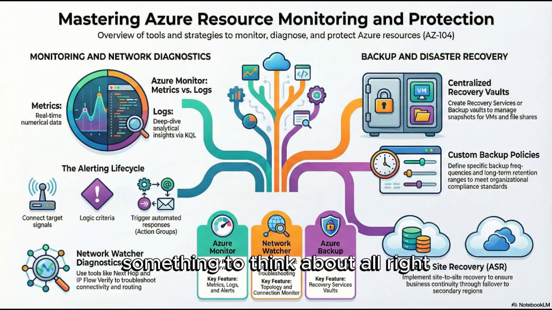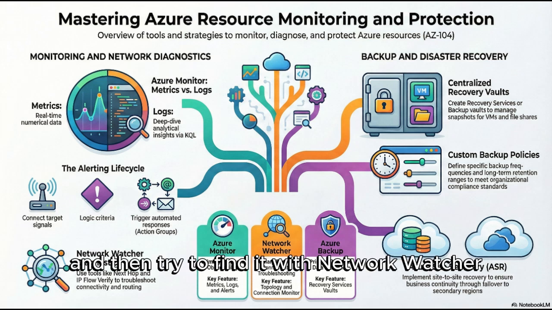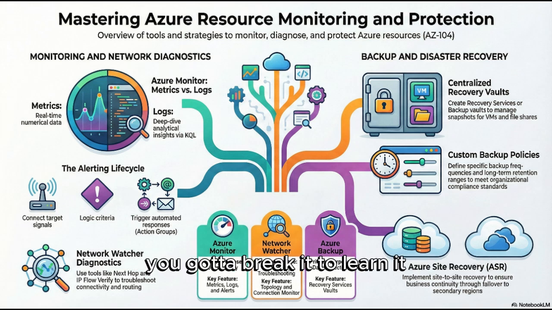Something to think about. All right, that's our look at Domain 5. My advice: go log into a lab, set up an alert, break a network rule on purpose, and then try to find it with Network Watcher. You got to break it to learn it.